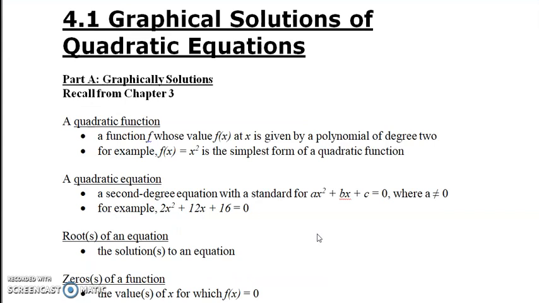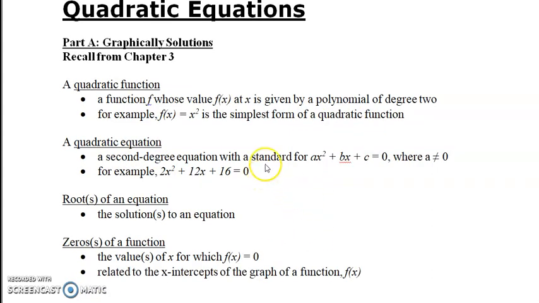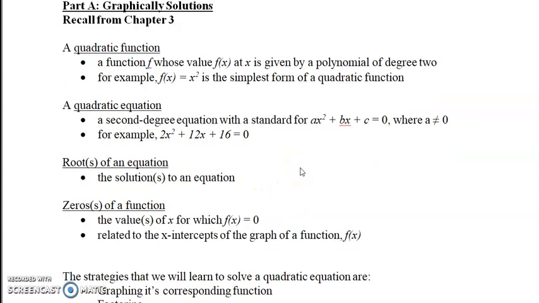So let's start with 4.1. It says graphical solutions of quadratic equations. So you may recall from chapter 3, here's some important information. It says a quadratic function is a function f whose value f of x at x is given by a polynomial of degree 2, which is a quadratic.